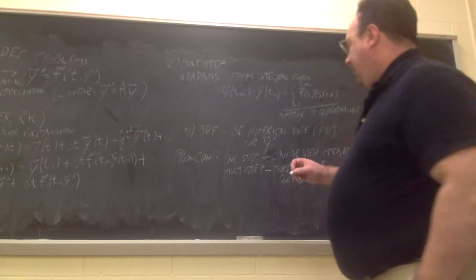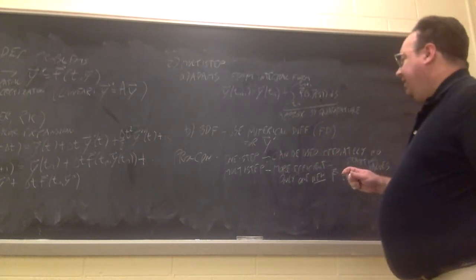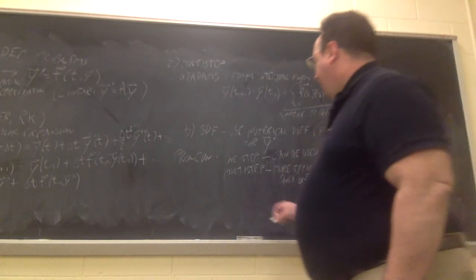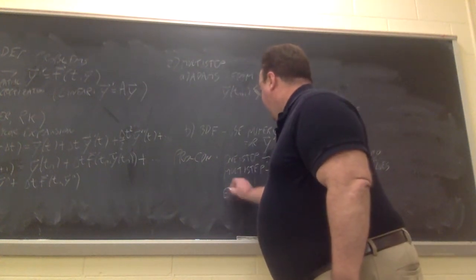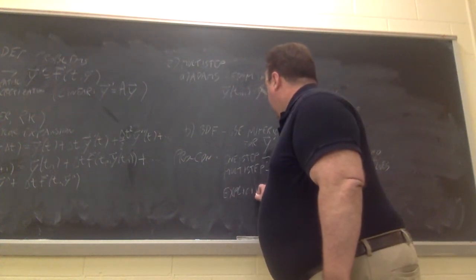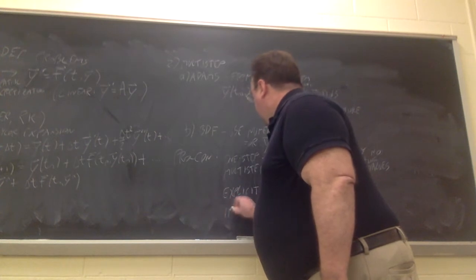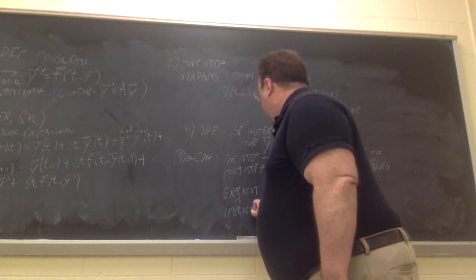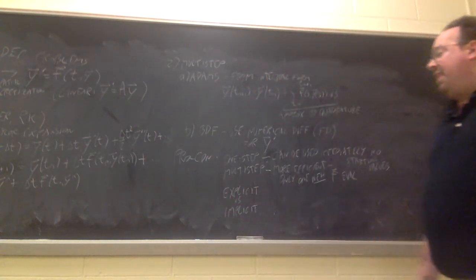Now, okay, so that's one-step versus multi-step. Another way of classifying methods: explicit versus implicit.